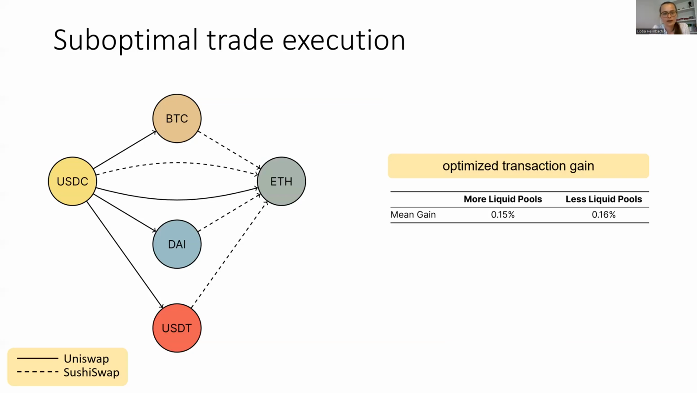And further, the average gains, as is shown in this table here, were also slightly higher with using the less liquid pools than with only using the more liquid Uniswap pools. So it appears that it's more price inaccuracies rather than low liquidity, which lead these trades to execute suboptimally.